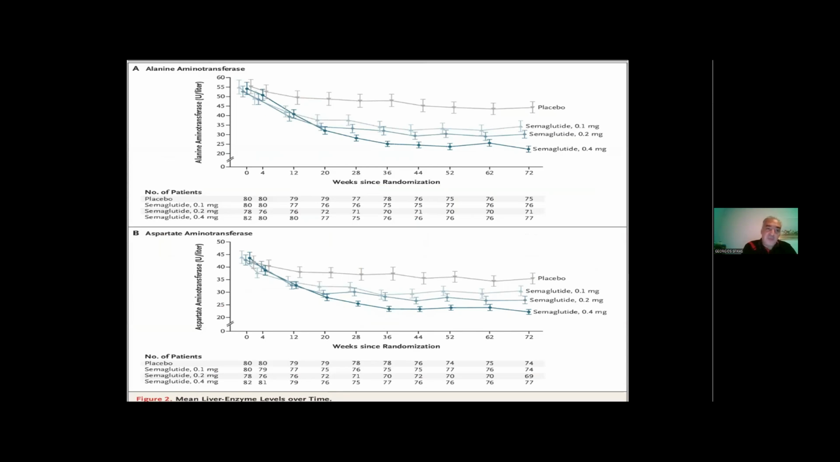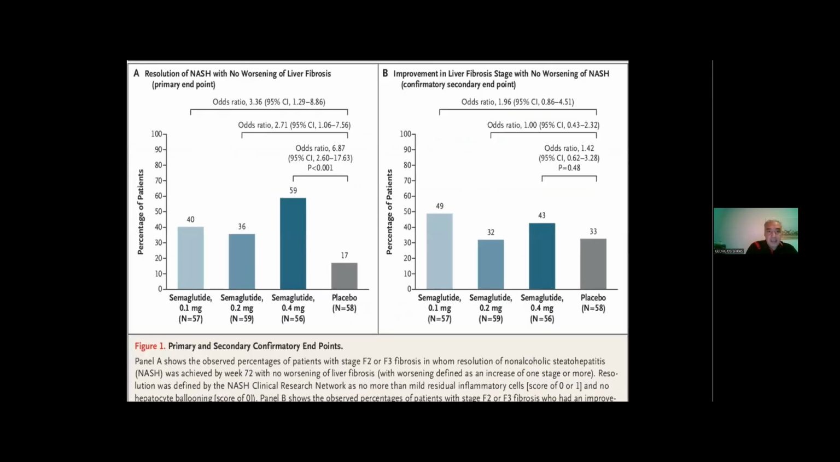And we see here that there was an improvement of alanine aminotransferase and aspartate aminotransferase, but also a resolution of non-alcoholic steatohepatitis with no worsening of liver fibrosis. And in some cases, when we proceeded to the higher levels of semaglutide, there was an improvement in liver fibrosis stage with no worsening of non-alcoholic steatohepatitis.